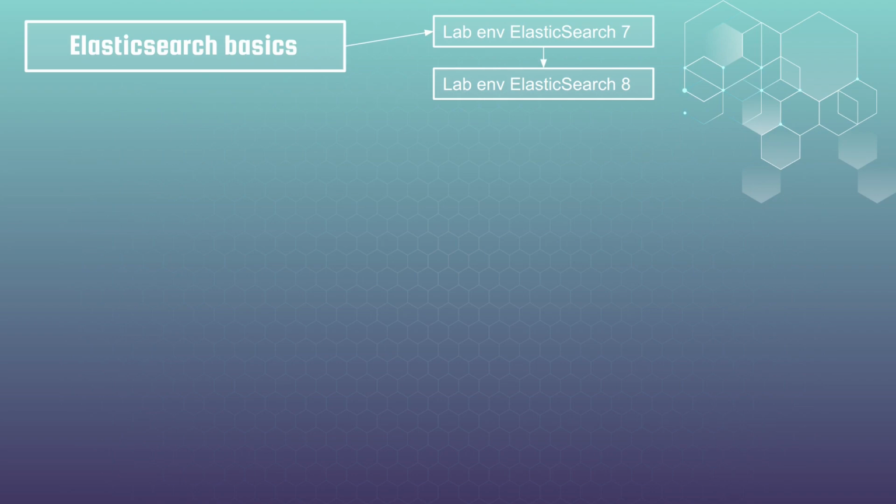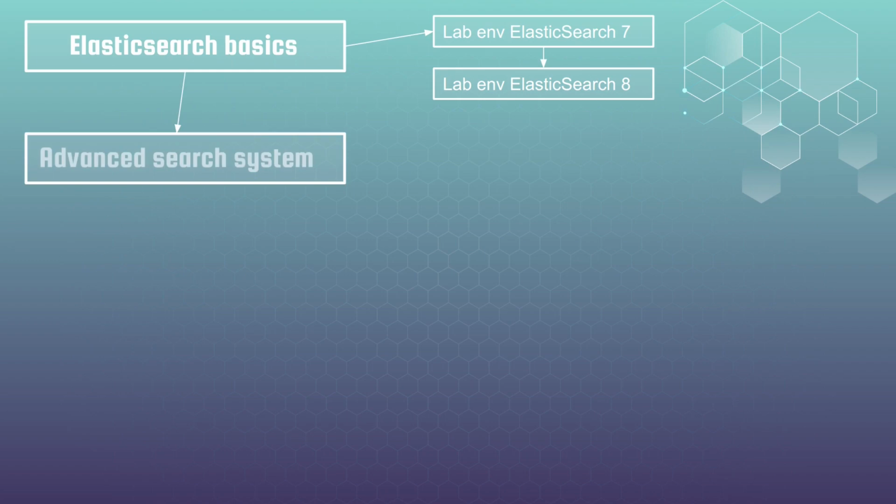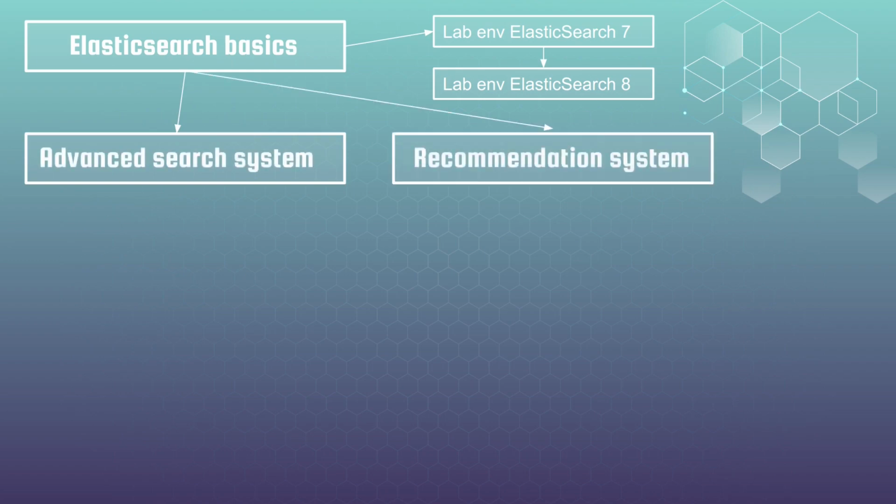The Elasticsearch Basics section also covers such important themes as Elasticsearch data structure, mapping, tokenizers, and analyzers. After that, you have two big sections: Advanced Search System and Recommendation System. These sections are not related, so you can view them in any order.